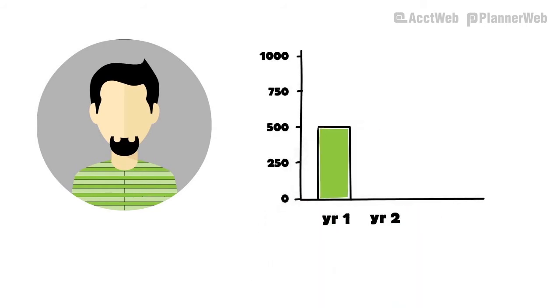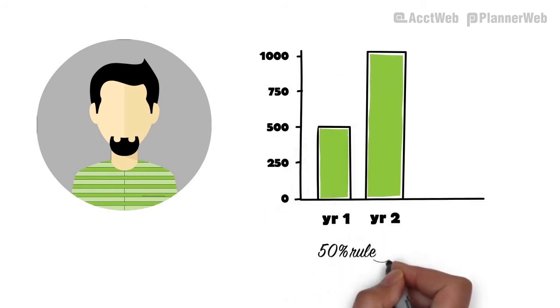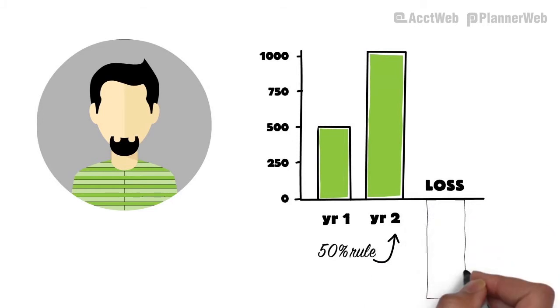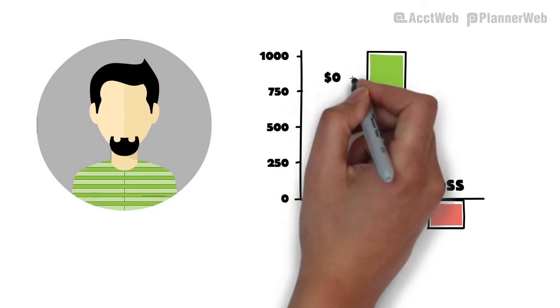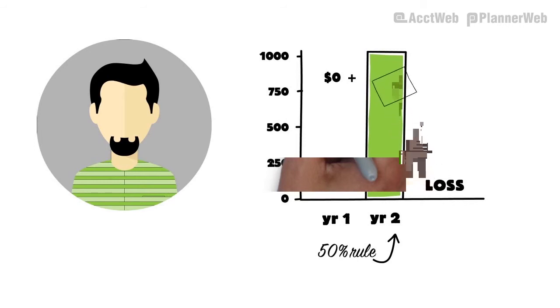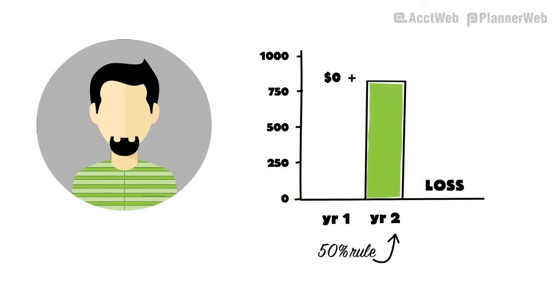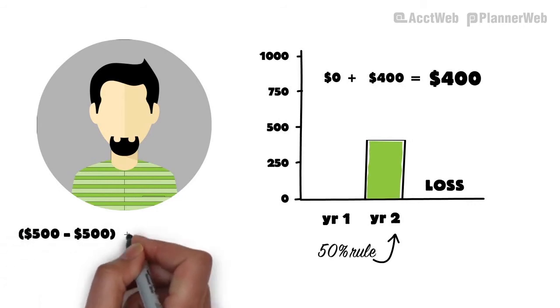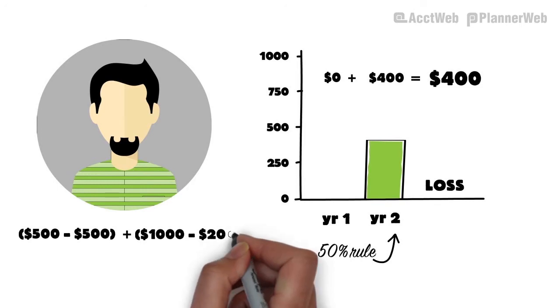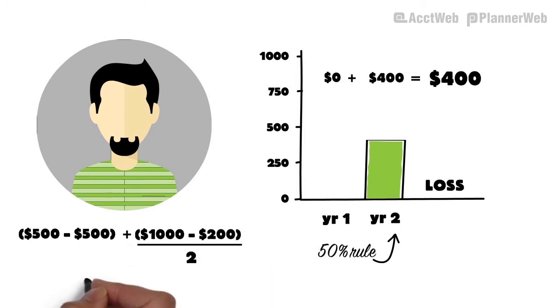Gary has had the same gain and the same loss, but with guidance from his tax advisor, he decides to do things differently. He uses $500 of his $700 loss to cancel out the $500 gain ineligible for the 50% rule, and uses the remaining $200 loss to offset the $1,000 gain using the 50% rule. That is, $500 minus $500 plus $1,000 minus $200 divided by 2, leaving a $400 gain.